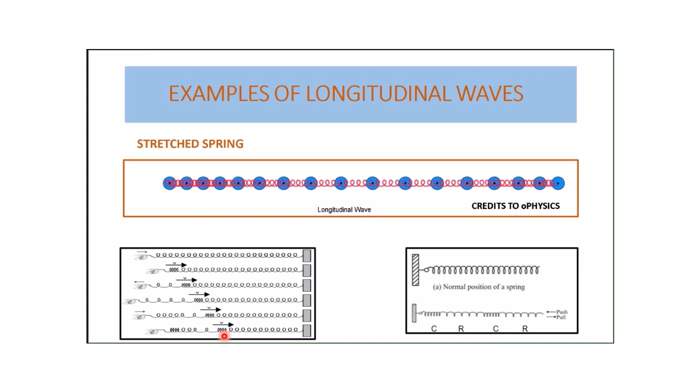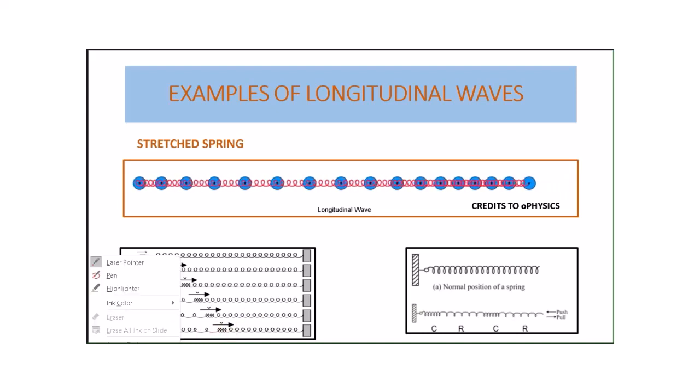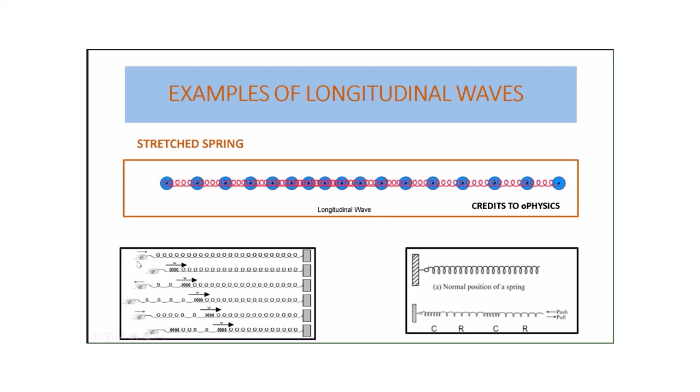Hence, when a wave travels along the spring, each turn of the spring moves back and forth only by a small distance in the direction of the wave. Since the turns of the spring are moving back and forth in the direction of the wave, therefore the wave which travels across the spring is longitudinal in nature.